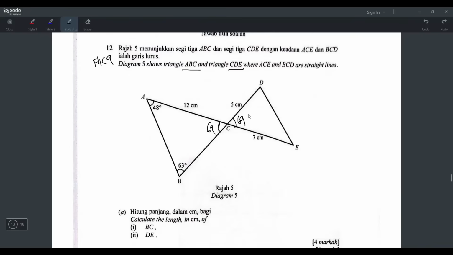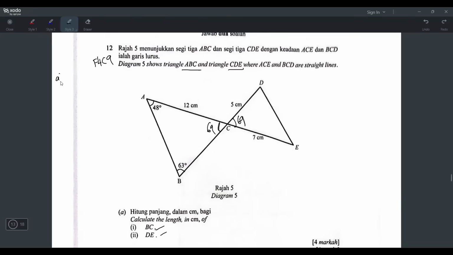And also, if you look at this triangle you have 2 sides and 1 included angle, and this is one of the cases for cosine rule. Yeah, when you have 2 sides and 1 included angle, you can find the side opposite here using the cosine rule formula. Okay, so let's see what I want. A, calculate the length of BC and DE. So BC, so BC is this one.